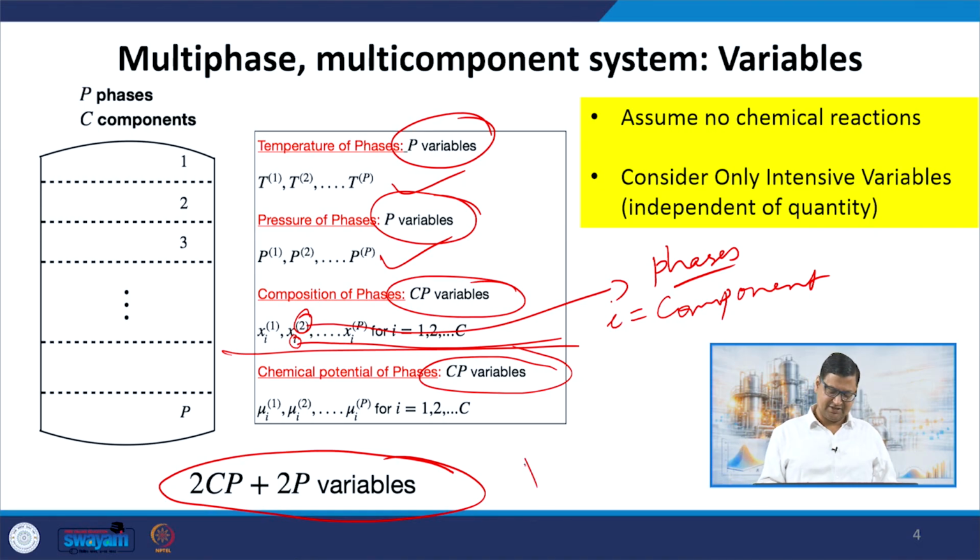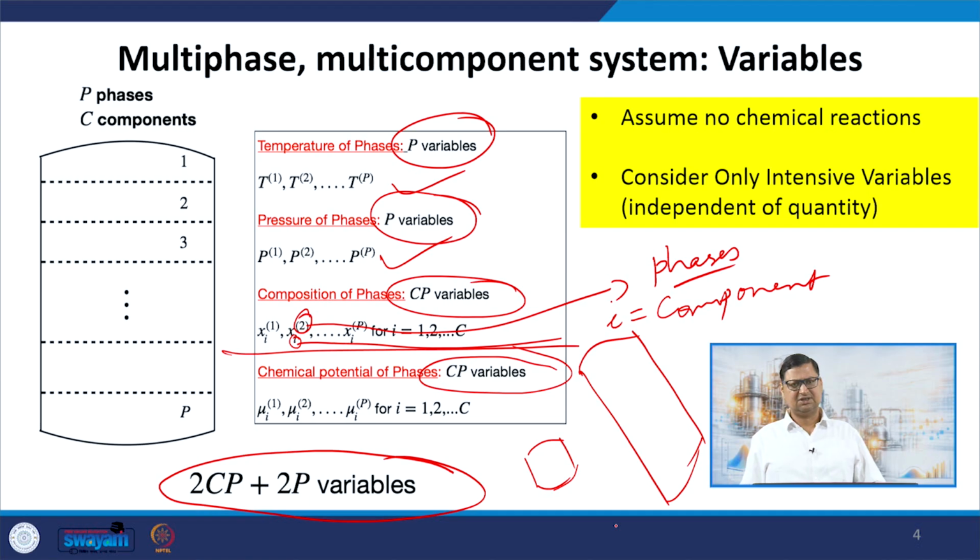I can have a phase equilibrium in a small vessel versus a phase equilibrium, maybe the same kind of phase equilibrium with the same compositions, but in a larger vessel. But in order to characterize that, I need to consider extensive variables that depend on quantity. In here I am considering only the intensive variables. Later on, we will do examples where we also consider the extensive variables in the system.